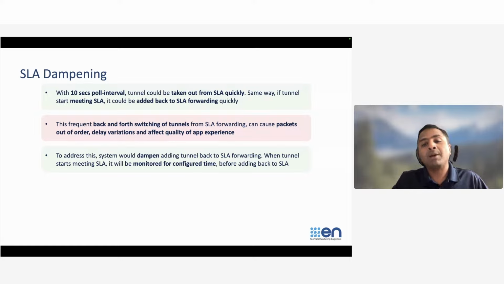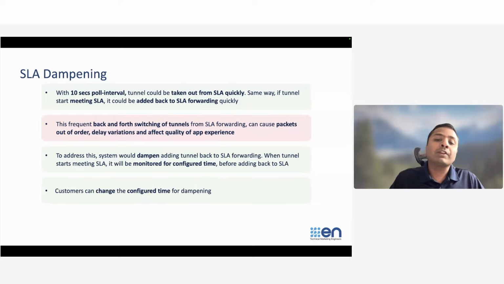When you turn on enhanced application aware routing, this is going to be added as a default, where when the tunnel, let's say, was out of SLA and it starts to meet SLA, we will not put that tunnel into forwarding for application traffic until we monitor for a configured time. And when we see that during that time there was no issue and the tunnel was always stable, only then will we add that tunnel to take the application traffic and put that into forwarding.